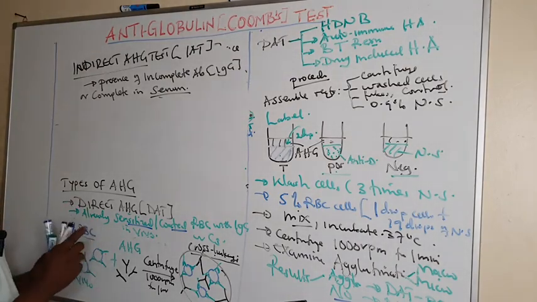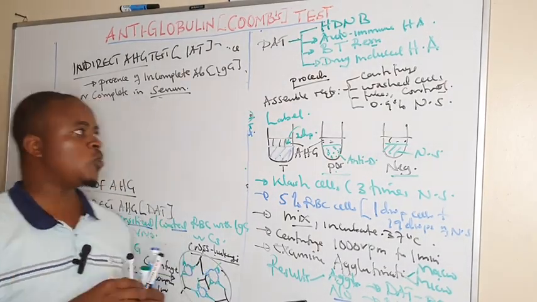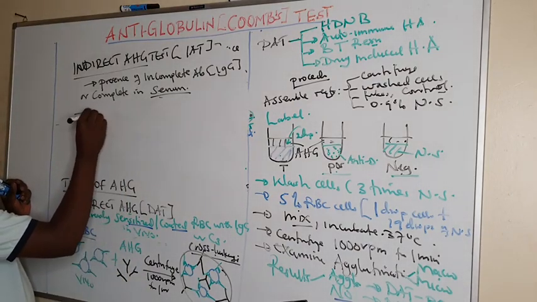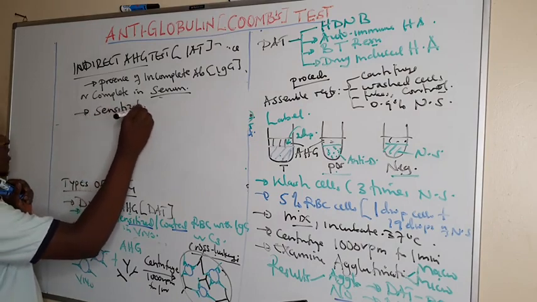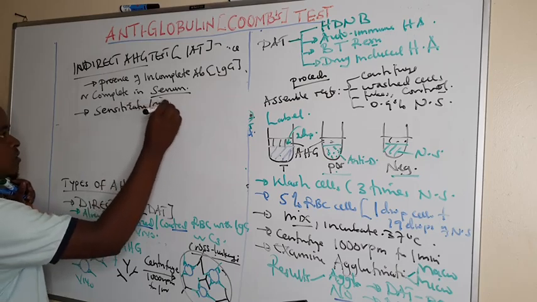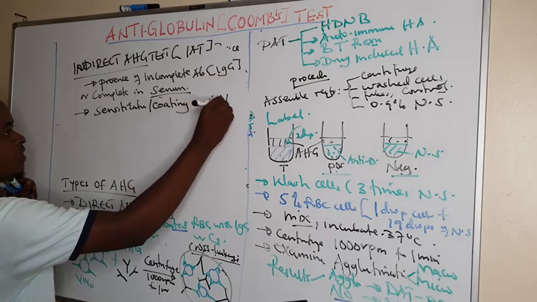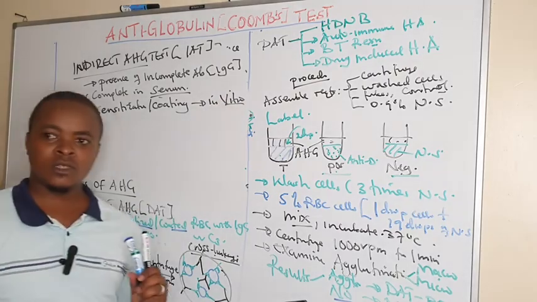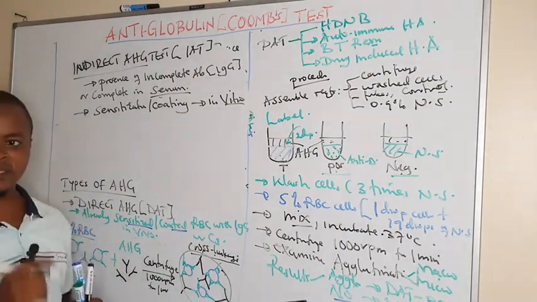So meaning these cells are not yet sensitized in the body. So here under indirect, sensitization is done in vitro. Sensitization, or what we call coating of cells, is done in vitro. That is in a test tube. So you are collecting blood from the patient without coated cells.